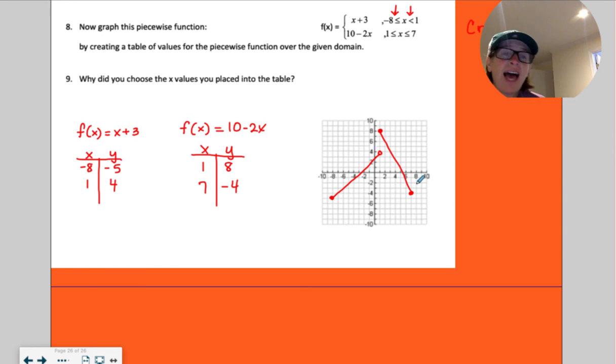All right, guys, so that is how we graph piecewise functions. We're going to be looking at piecewise functions every unit we go into this year, so you'll get really good at them. For now, we're just going to look at linear piecewise functions.